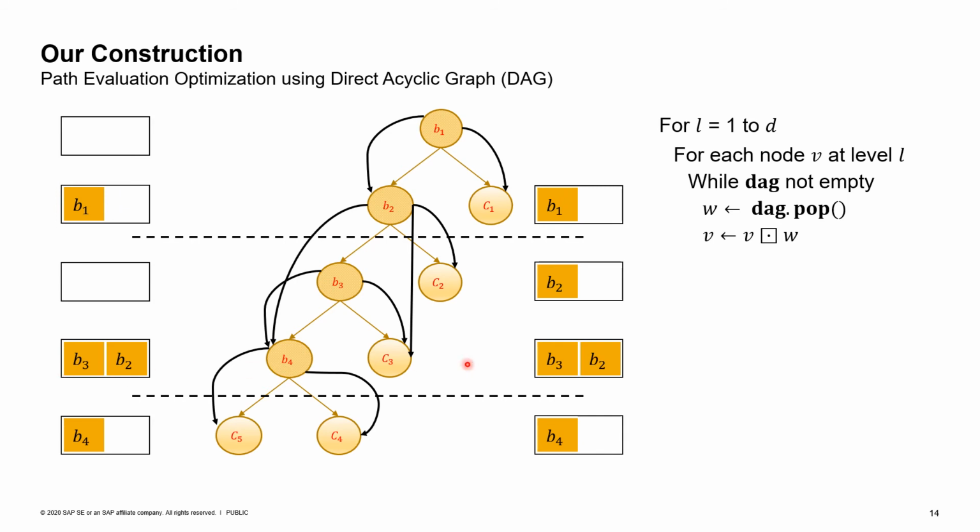At this level, we'll start by multiplying B3. So we do this and we do this. And later we'll multiply B2 with B2 and so on.